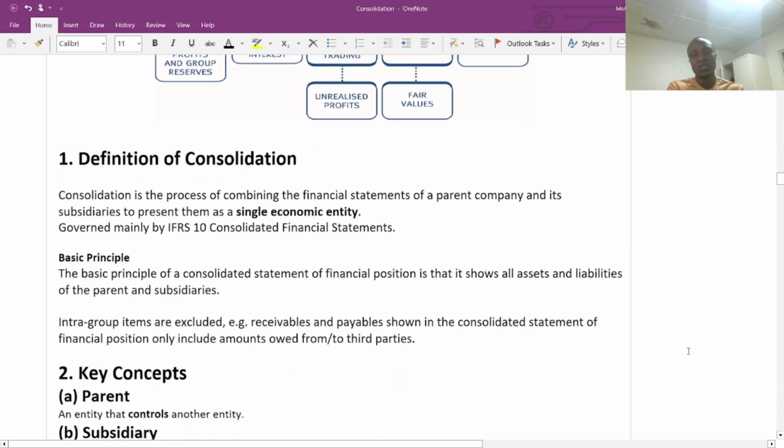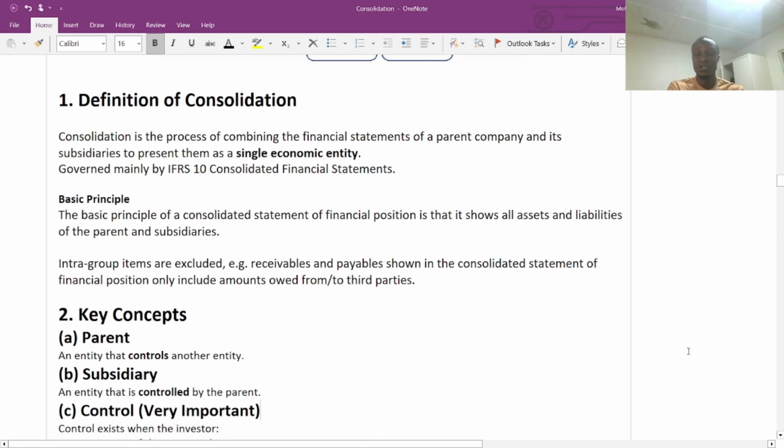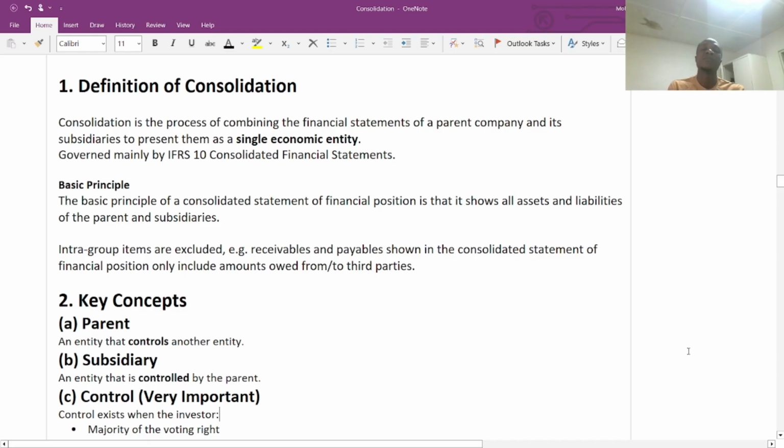So now we are going to look at the definition of consolidation. I mentioned it in the previous lecture. It's basically the process of putting together the financial statement of the parent company and the financial statement of the subsidiary, as a single economic entity. That's what we refer to as the consolidated financial statement, according to IFRS 10, because the parent company in legal form is an individual company on its own, while the subsidiary in legal form is a separate company.